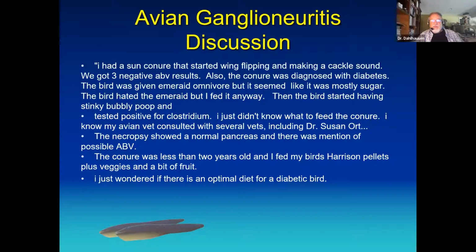A normal pancreas. I don't know how they diagnosed it with diabetes. Was this a blood sugar assay? I'm not sure how they diagnose that. Do you see that very commonly, and do you make that diagnosis very commonly, Susan? Because I really don't.